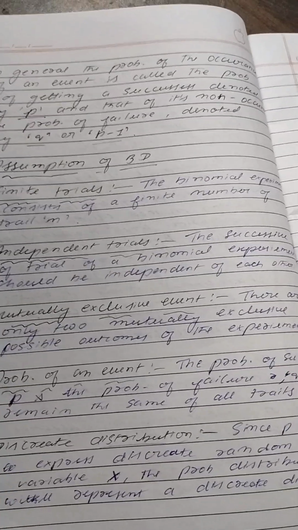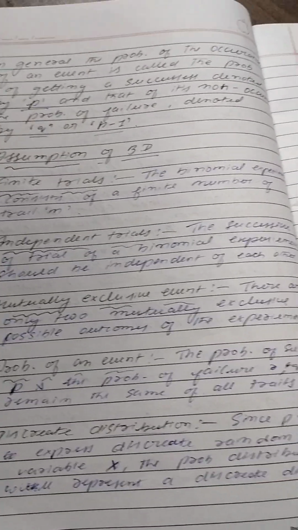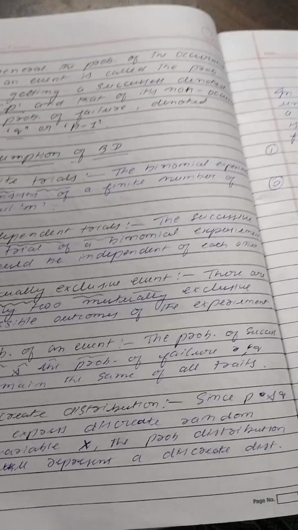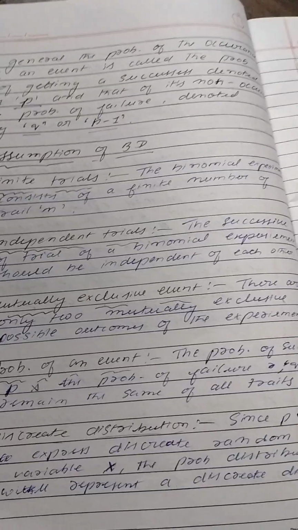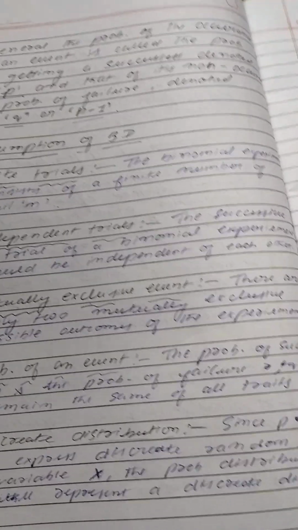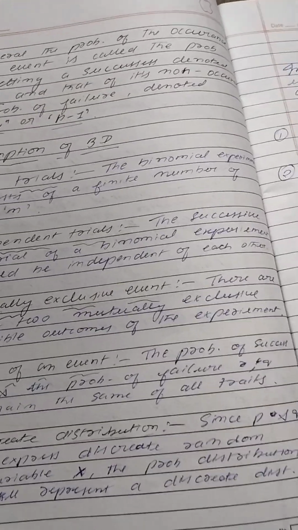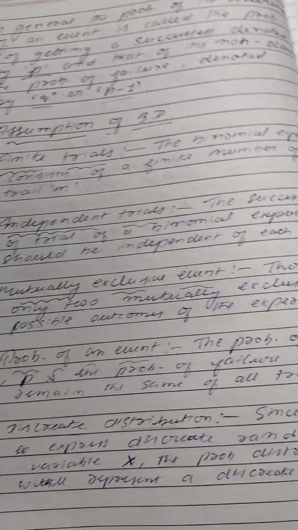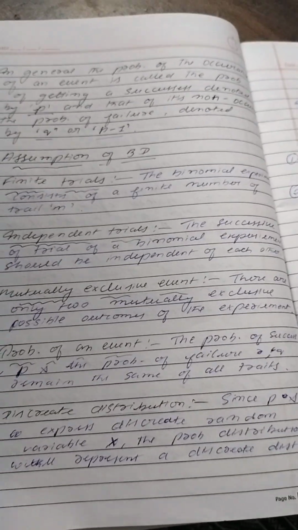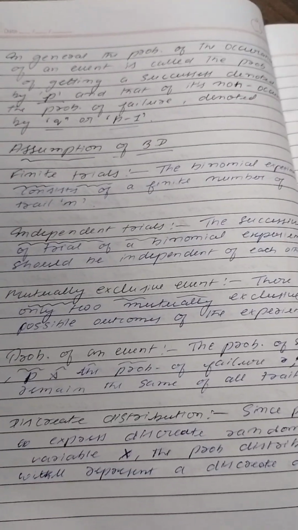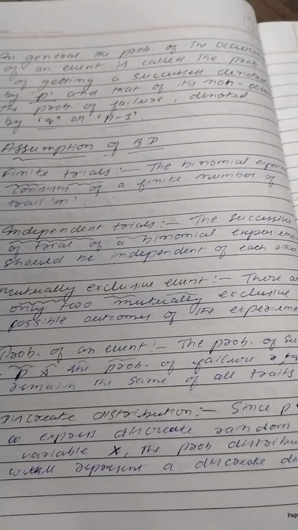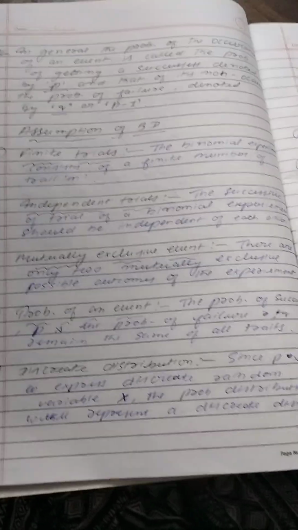In order to calculate it, because further you will see that n is mandatory in order to calculate the binomial, and to get the n you have the finite number of n which is required. So finite trial is important. So the binomial experiment consists of a finite number of trial n.